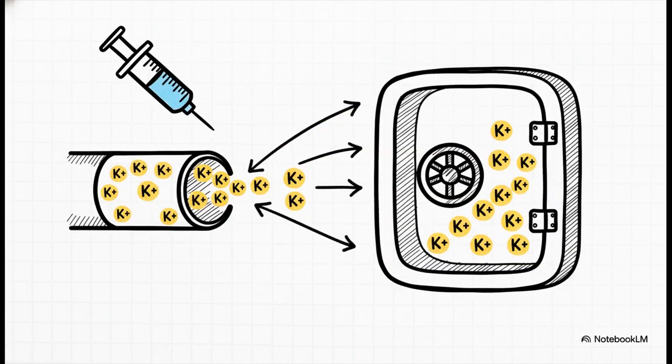Now for step 2, shift. And I have to stress, this is just a temporary fix. We're basically playing a shell game with the potassium. We're not getting rid of it, we're just hiding it inside the cells for a little while. The go-to agents for this are insulin, which pulls potassium in with glucose, and beta agonists like albuterol.